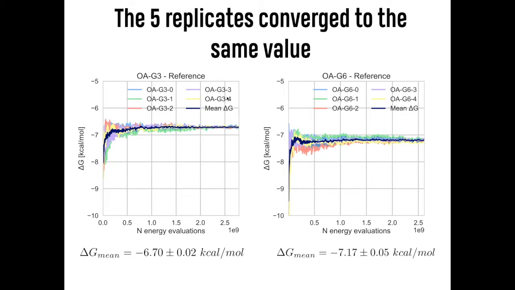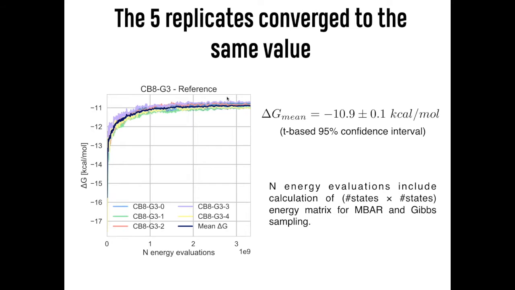These are the other two calculations for the two octaacids, and we get very good convergence in this case too. The confidence intervals are 0.02 kilocalorie per mole, 0.05. The guest of CB8 was a little bit bulkier, and we had more problems converging this. It also required a larger number of alchemical states.